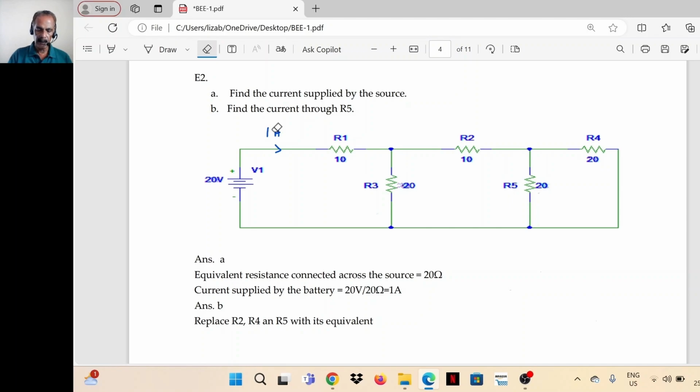Now the next part of the question is we have to find the current through R5. That is this resistor.